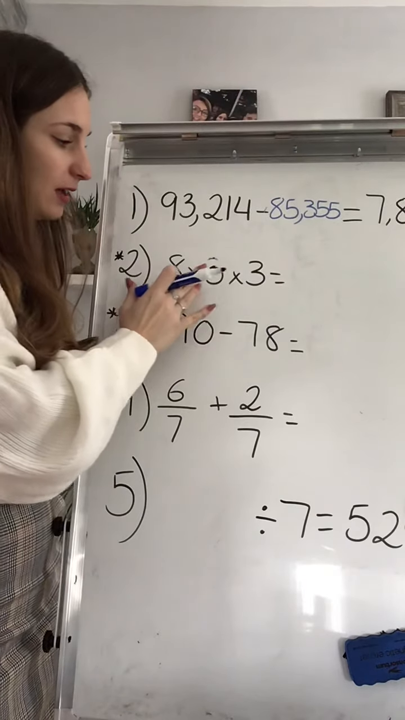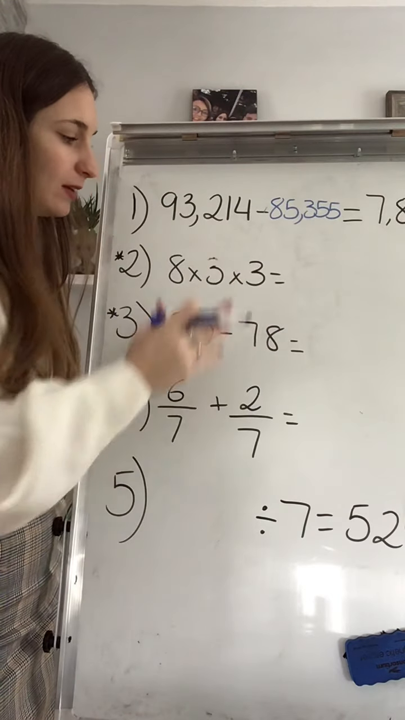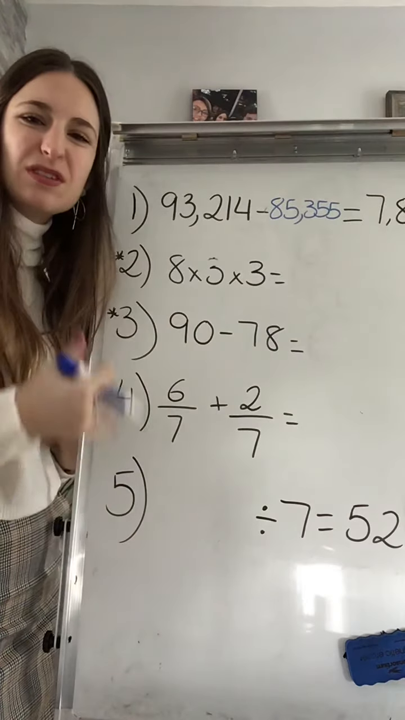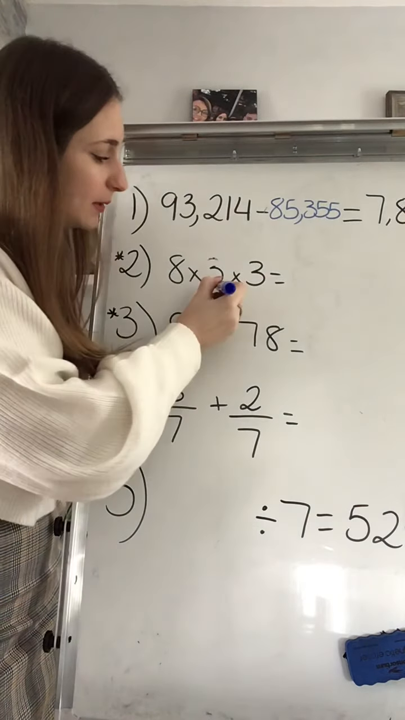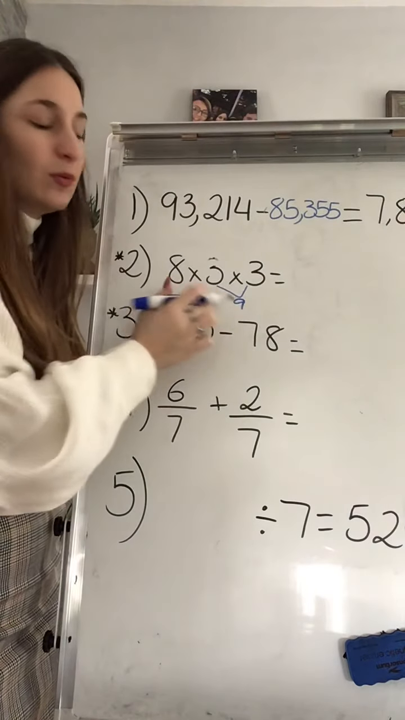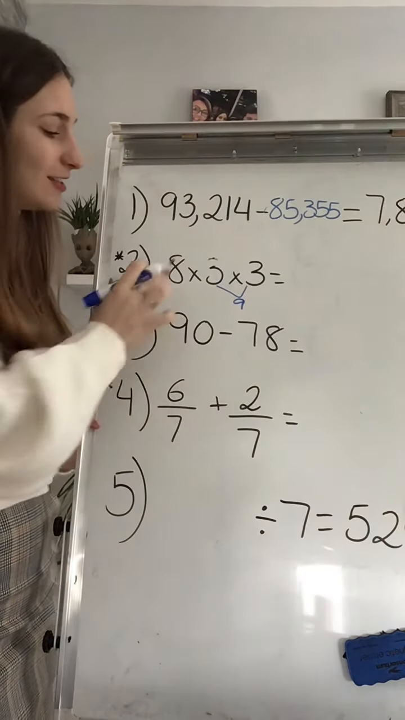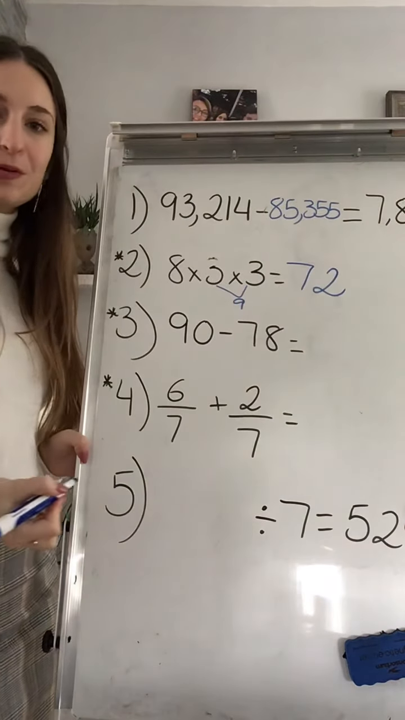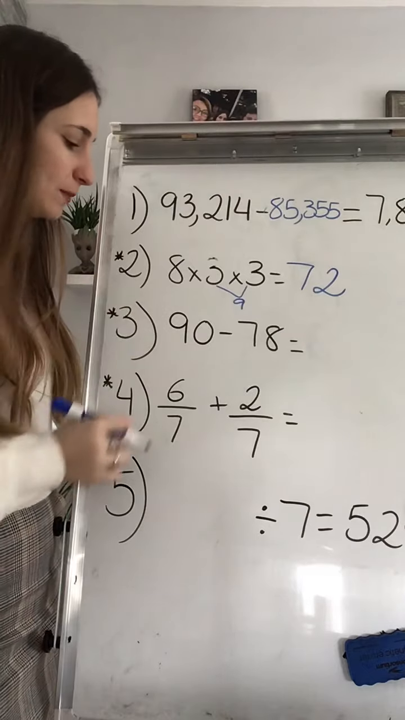You have 8 times 3 times 3. Well, I know that 8 times 3 is going to be 24, and 24 times 3 is a little bit trickier. But if I do 3 times 3 is 9, I know what 8 times 9 is, isn't it? So 8 times 9 is 72. Well done. So this is pretty easy to do mentally.